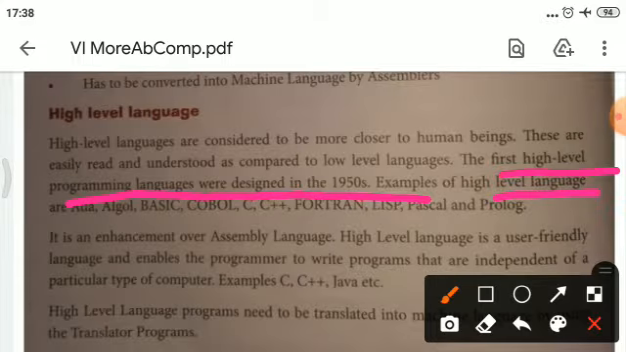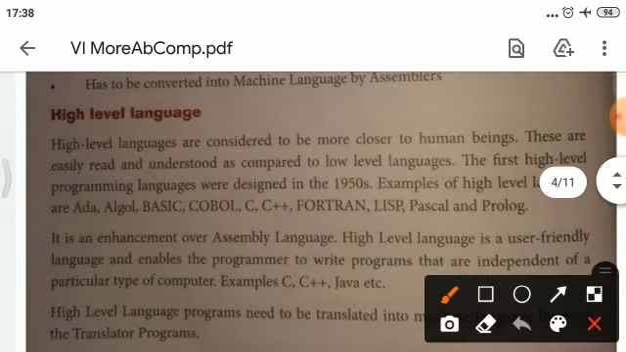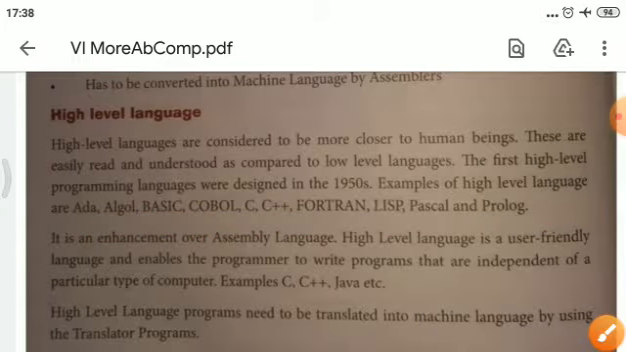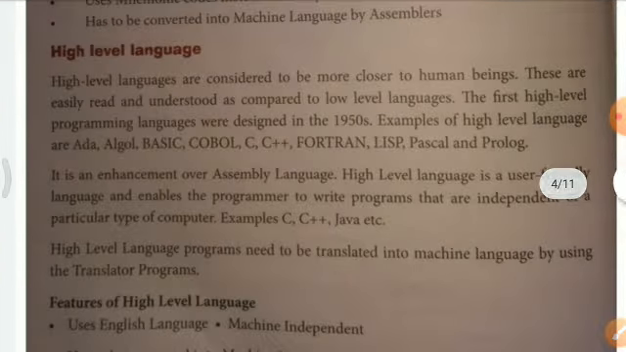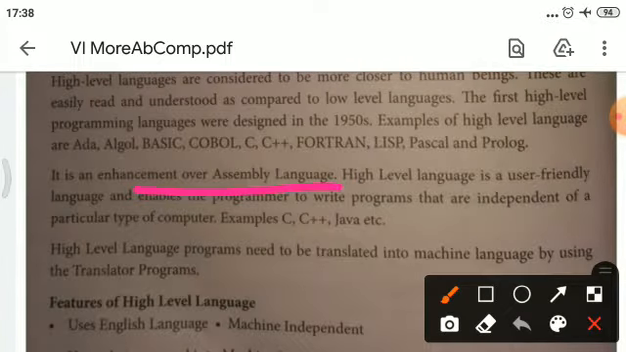Examples of high level language are Ada, Algol, Basic, COBOL, C++, Fortran, Lisp, Pascal, and Prolog. Students, you should keep in mind what the examples of the high level languages are. And it is the enhancement over the assembly language.